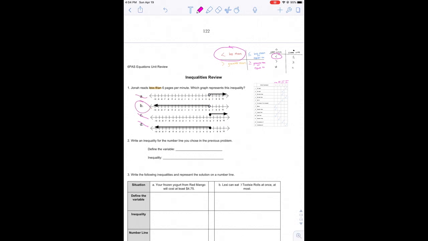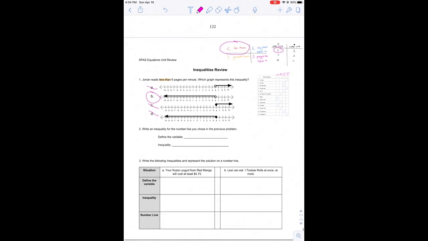So B has the numbers that are less than 6. Obviously, he can't read a negative number of pages per minute, but this would still be the representation of the statement. So B is the correct answer there. Then write the inequality for the number line you chose. So to find the variable, pages seems like the quantity, so let X be pages. And then for the inequality, I know it's going to be X and 6, and then less than is that symbol. I already determined that earlier. So check your work, fix yours if you had different answers.